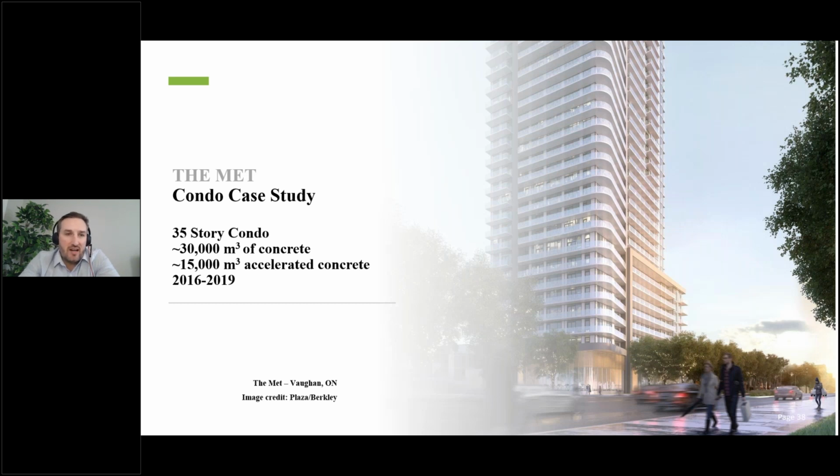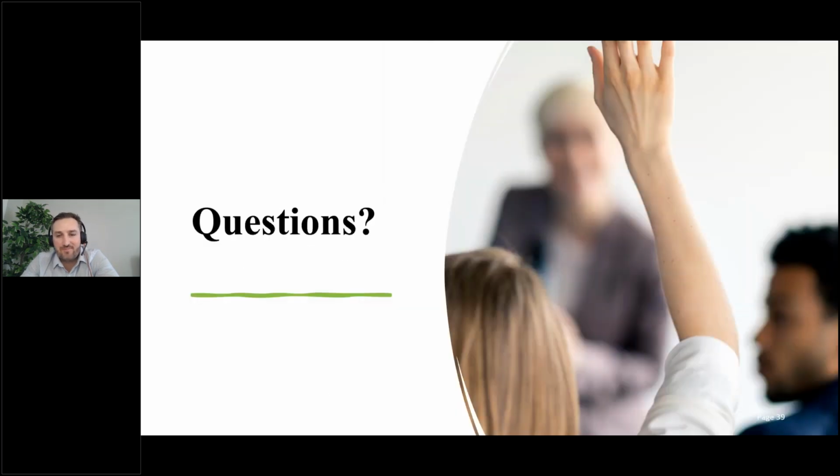The guideline also has a condo case study, the Met in Vaughan. It's a 35-story condo. There's 30,000 cubic meters of concrete that were poured between 2016 and 2019, and 15,000 cubic meters of the 30,000 were accelerated. And the guideline will go into great depth, looking at how you deal with these accelerated mix designs and special applications, and how it actually impacts your carbon budget.